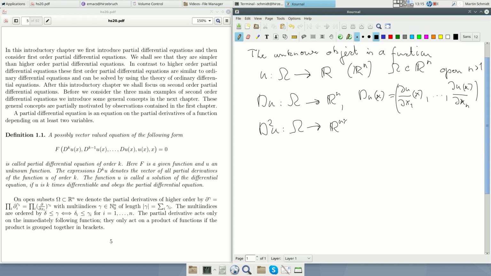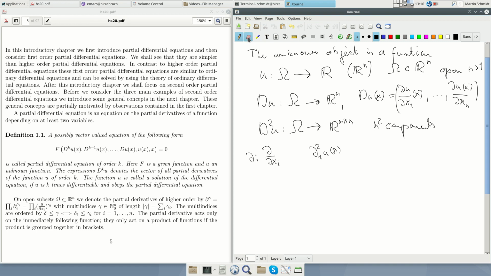So we can arrange this in a matrix, an n by n matrix. I write this in this form. This should be considered as an n by n matrix, so it has n square components. And what are the components? Let me abbreviate d by dxi as di. Then it's d1 square u of x.